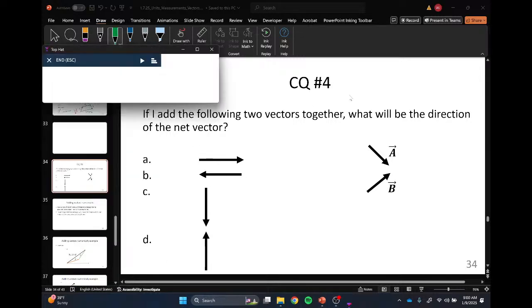So, if I add the following 2 vectors together, what will be the direction of the net vector? I have A, which is down to the right, about a 45-degree angle. I have B, that's up to the right, about a 45-degree angle. Is the final result horizontal to the right, horizontal to the left, straight down, straight up? There is only one right answer here.